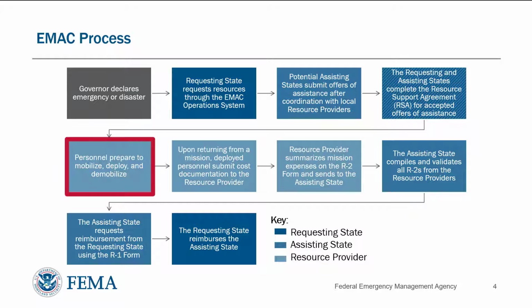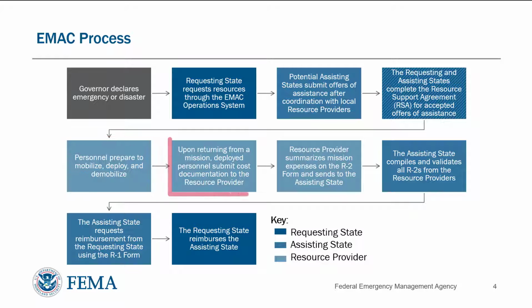Once the RSA is complete, personnel prepare for the mission, conduct the mission in the requesting state, and then return home. On returning from a mission, deployed personnel submit a reimbursement package with the cost documentation to the resource provider. Cost documentation generally includes timesheets, labor and travel policies, receipts for travel expenses, equipment and mileage logs, and other detailed documentation pertinent to the mission.